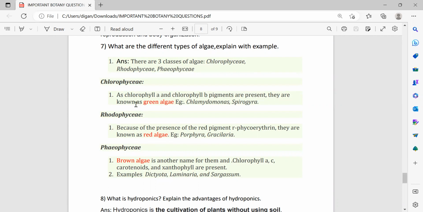So please remember the names. Chlorophyceae means green algae, and remember one example. Rhodophyceae means red algae. One example Porifera. Pheophyceae means brown algae. One example is Laminaria.